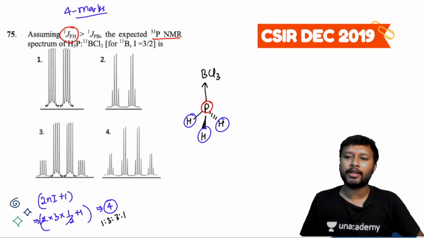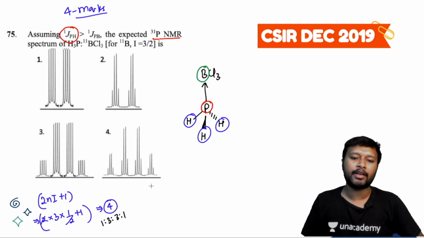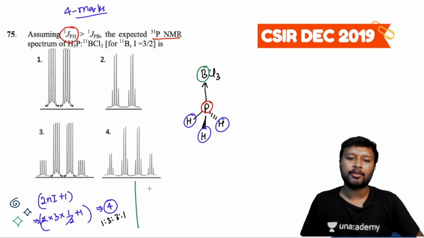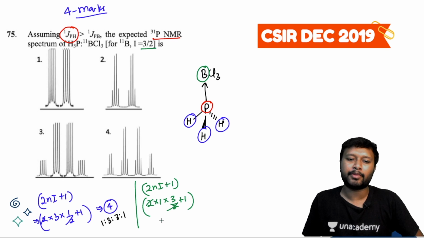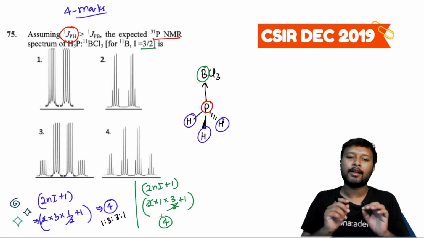Now what about the next thing? Next, boron is going to split this phosphorus, and in how many lines? Again 2nI plus 1 is the formula. You have just one boron, and the I value of boron is 3/2. So 2 into 1 into 3/2 plus 1, and if you solve this, you get 3 plus 1, that is 4. It is also going to give you 4 lines.